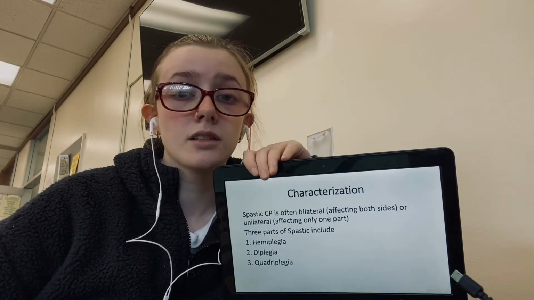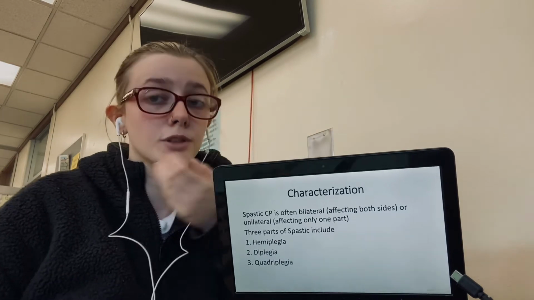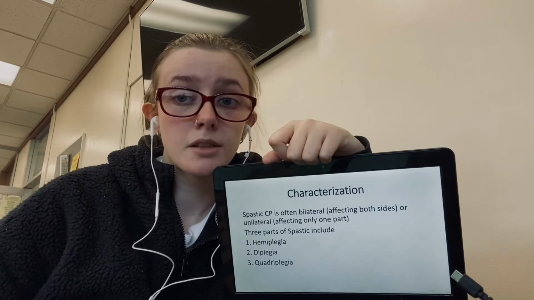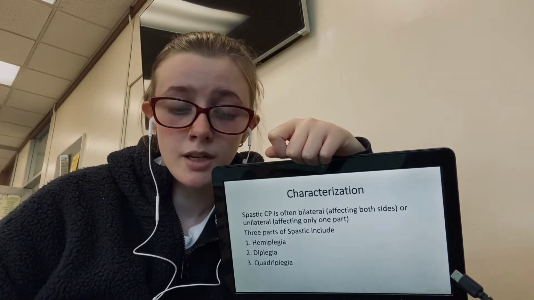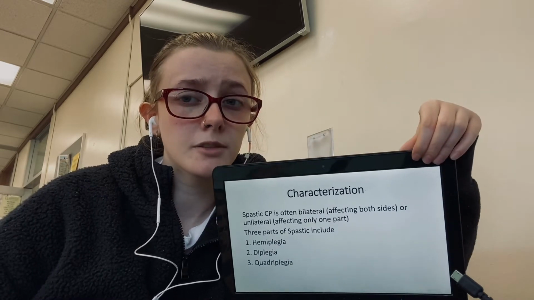Spastic CP is often characterized as bilateral or unilateral. Bilateral means both sides of the body are affected, or unilateral means one side of the body is affected. And it's often characterized in 3 different types of spastic CP.